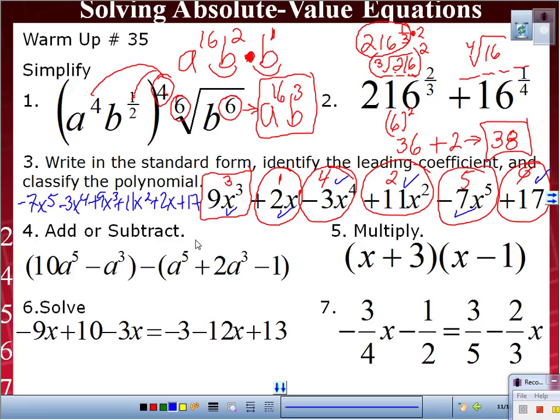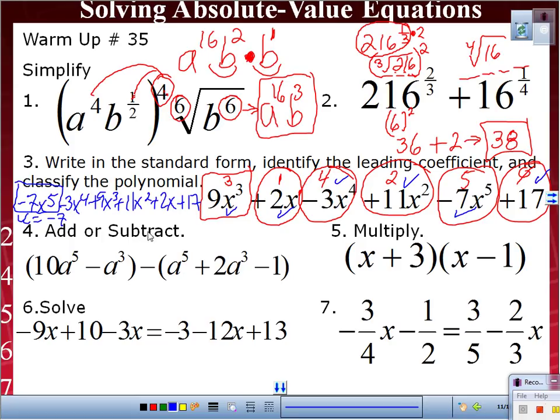Hands if you got that for standard form. Okay, good. Leading coefficient, you look at the first term right here. What is the first term? This one, negative 7x to the 5th. And the number multiplying the variable, that's our leading coefficient, which is negative 7.